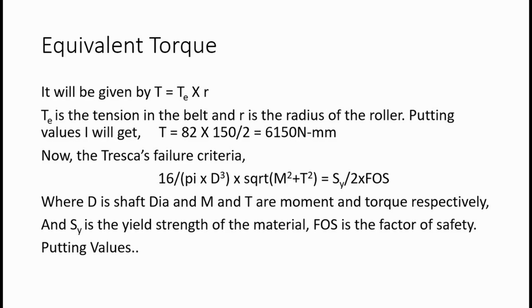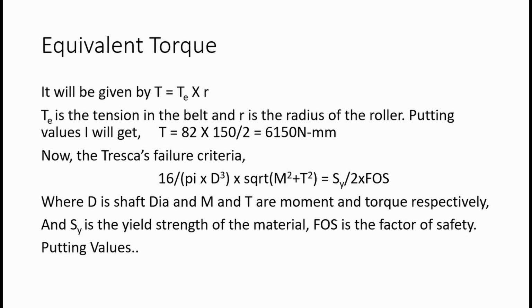If we calculate the equivalent torque, it will be given by T equals Te times R, where Te is the tension in the belt and R is the roller radius. Now putting the values, Te as we know is 82 Newton and R is diameter divided by 2, 150 by 2. After solving, we will get 6150 Newton millimeter.